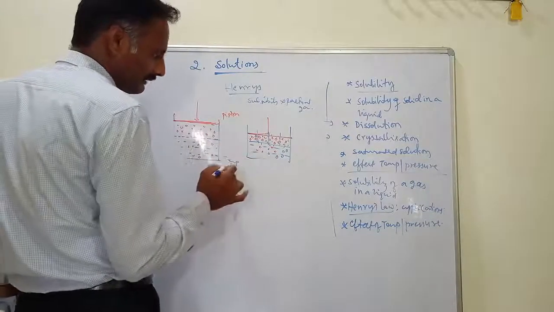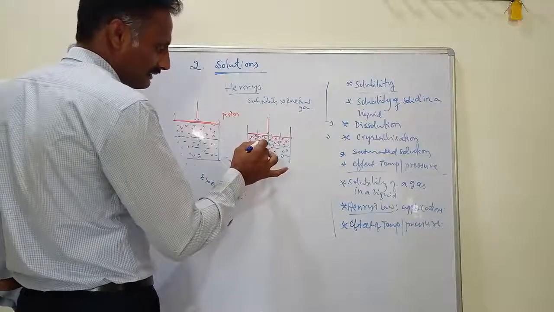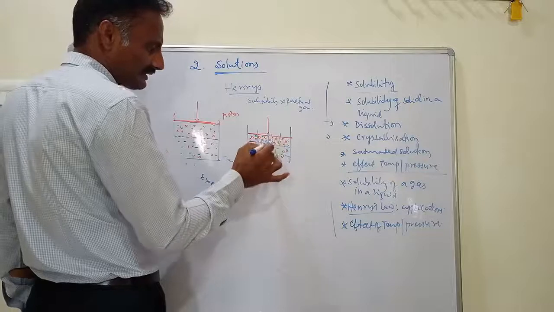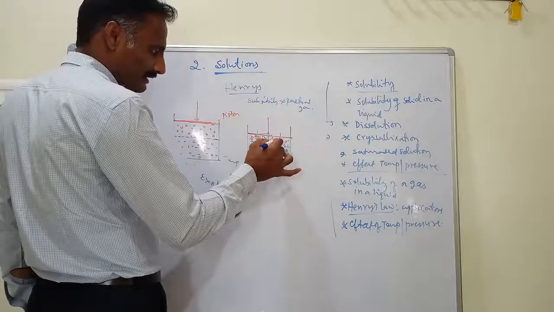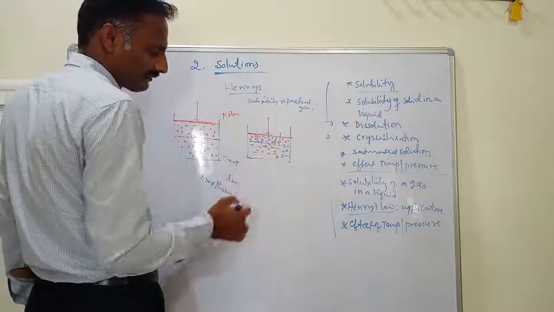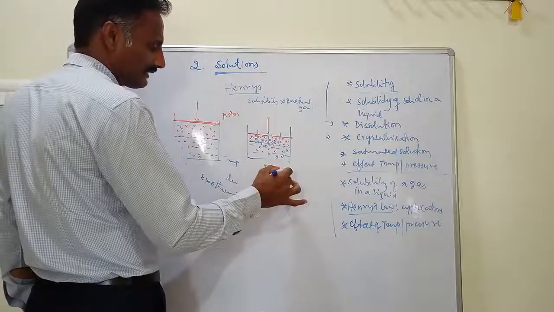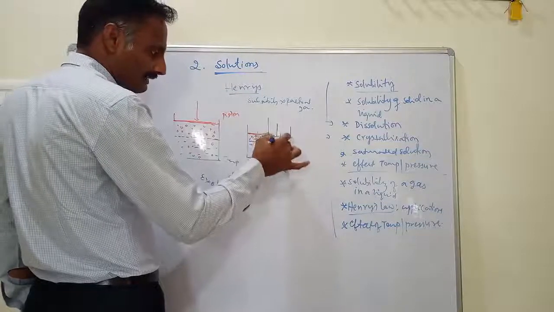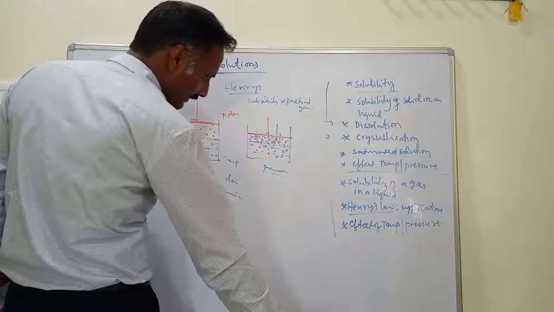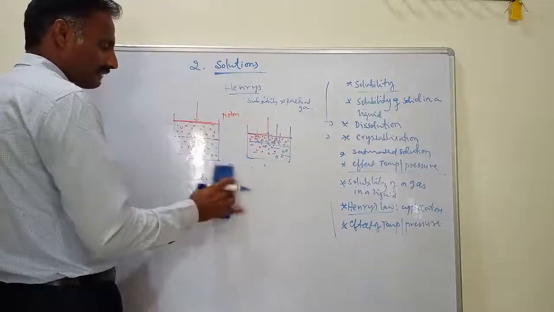Then what about increasing pressure? As pressure increases, the pressure in the vapor phase increases here. When the partial pressure in the vapor phase increases, then the mole fraction of the gas in the solution goes on increasing. That's why, as the pressure increases, solubility of a gas in a liquid goes on increasing. This is the effect of temperature and pressure on the solubility of a gas in a liquid.